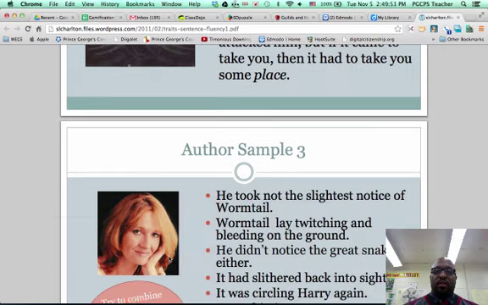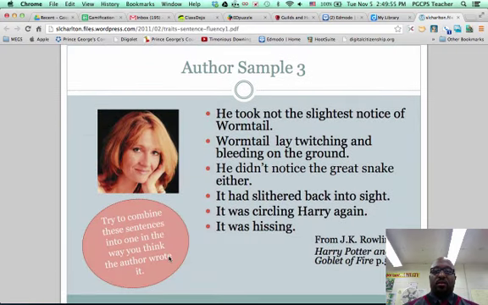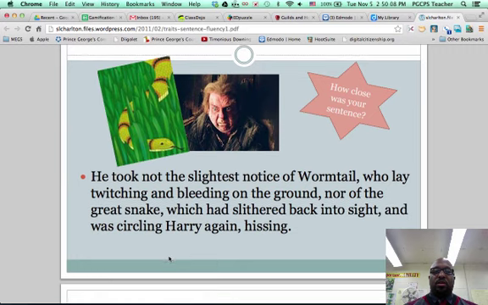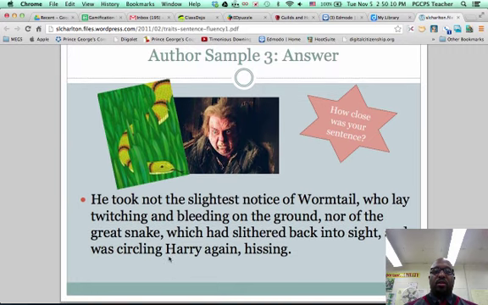All right, and then the final example, sample 3. This is from J.K. Rowling from Harry Potter and the Goblet of Fire. Try to combine these sentences into one sentence, again, based on the way you think the author might have written it. And let's see how close you got. Here's the sample sentence.